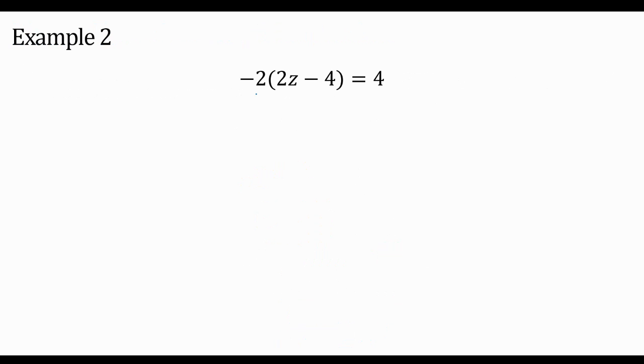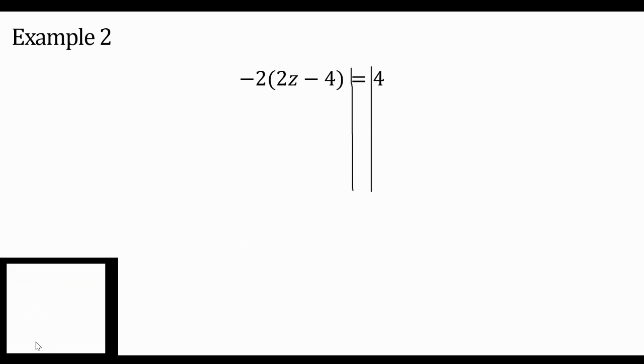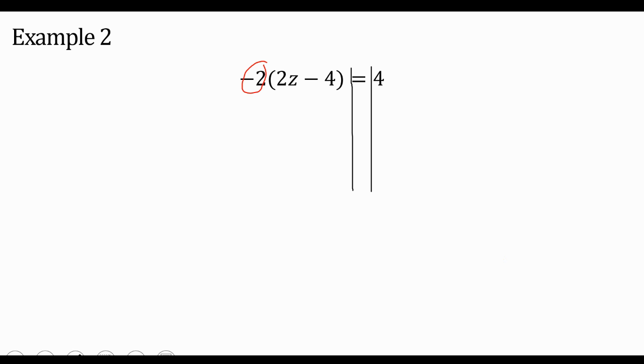So here we have negative 2 times the difference of 2z and 4, and that equals 4. So the first thing I'm going to do is draw my train tracks. Now I'm going to circle what's outside the parentheses. Remember, whenever we see that number right outside parentheses, we know we're going to distribute, and we're going to multiply that to both the terms inside. Now, be careful here. This is a negative 2, so we're going to be multiplying by a negative 2. So negative 2 times 2z is going to give us negative 4z.